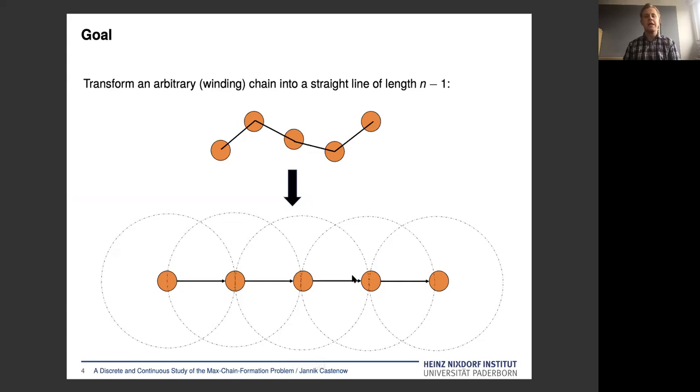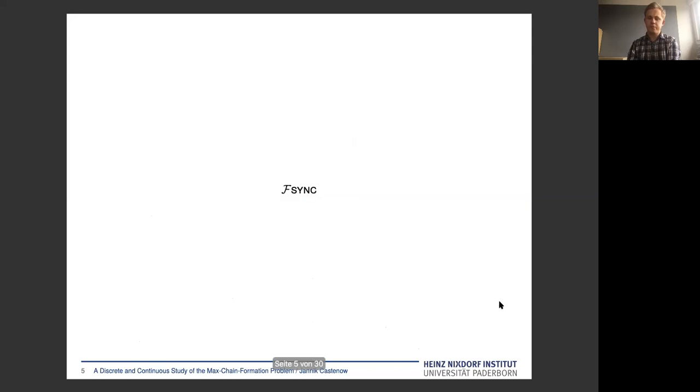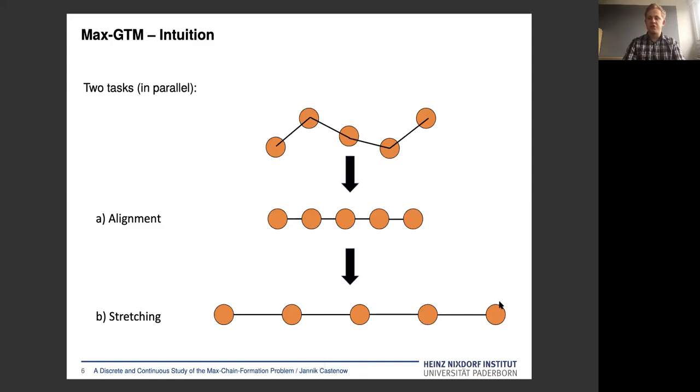And now the goal is to take this initial chain and transform it into a straight line of length n-1. This is the largest possible distance we can achieve between the 2 outer robots. And now we have invented 2 strategies, one in the f-sync time model and one in the continuous time model. In the f-sync time model, we have the Max-Go-To-The-Middle strategy, and intuitively it has to solve 2 tasks at the same time, to arrange robots on a straight line and to stretch this line.